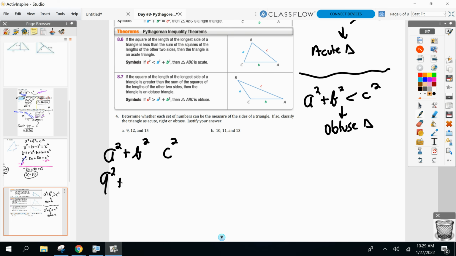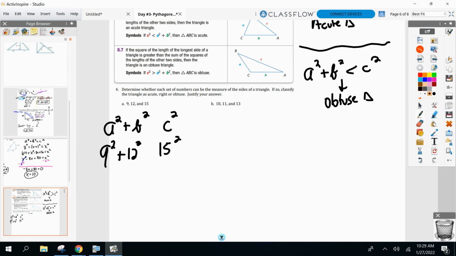9 squared plus 12 squared. How does it compare to 15 squared? Crunch them up. That's what you want to figure out. A squared plus b squared, how does it compare to c squared?